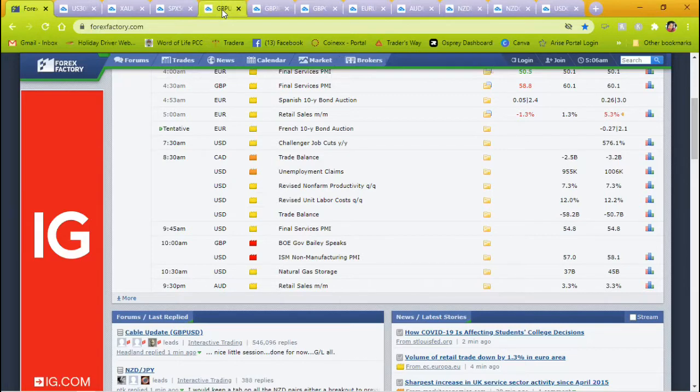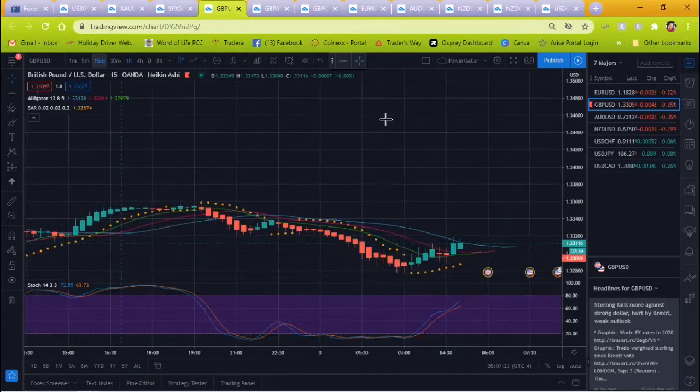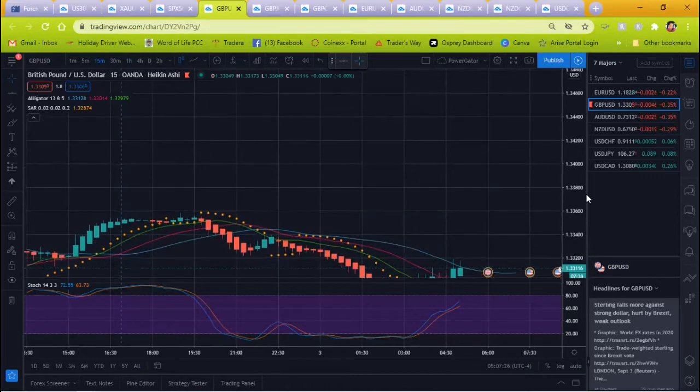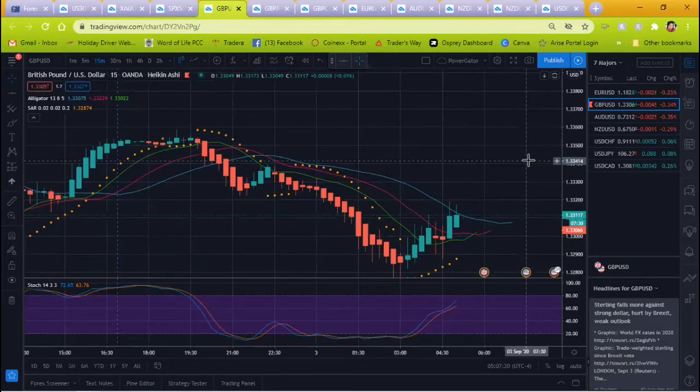All right, let's go ahead and take a look at GBP USD. Let's see what it is doing. All right, so GBP USD is actually in a sale right now. That is on the 1 hour. What's the 15-minute doing? Okay, the 15-minute is actually switching over to a buy.